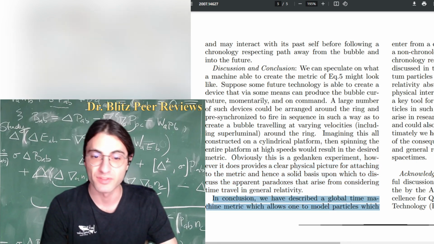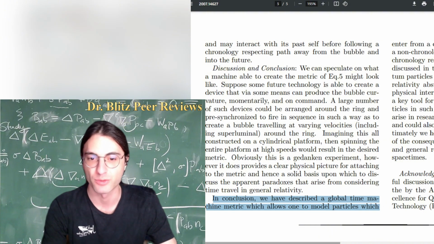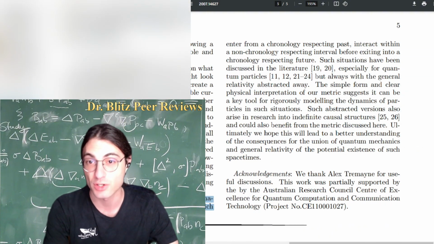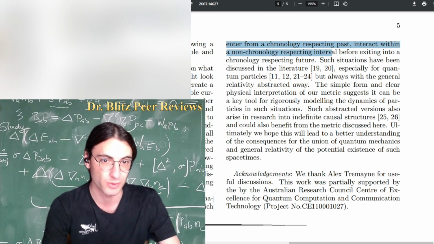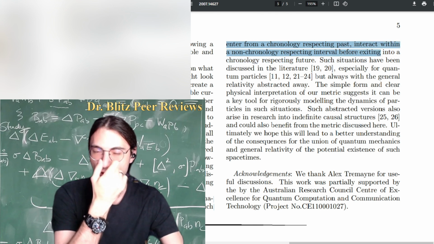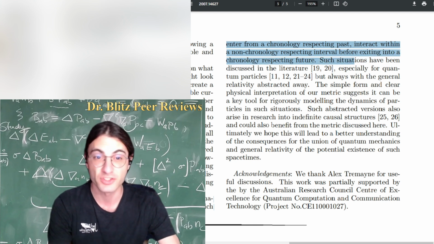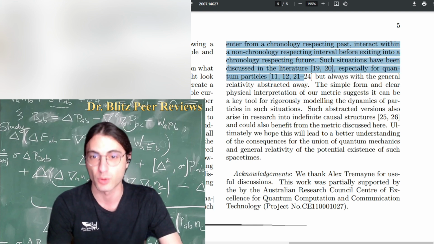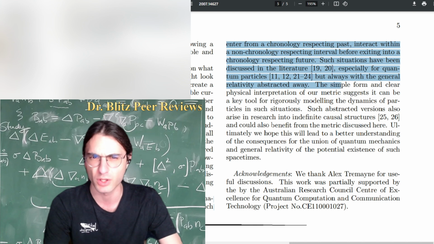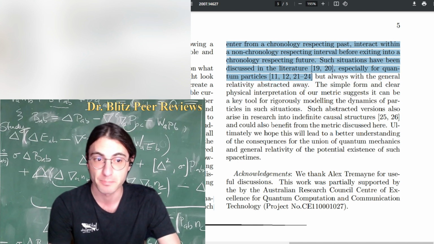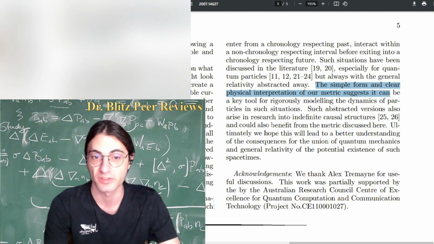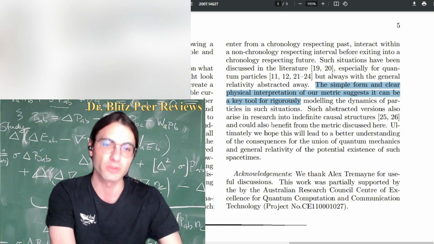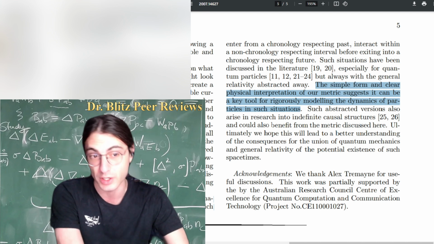In conclusion, we have described a global time machine metric which allows one to model particles which enter from a chronology-respecting past, interact with a non-chronology-respecting interval before exiting into a chronology-respecting future. Such situations have been discussed in the literature, especially for quantum particles, but always with the general relativity abstracted away. The simple form and clear physical interpretation of our metric suggests that it can be a key tool for rigorously modeling the dynamics of particles in such situations.